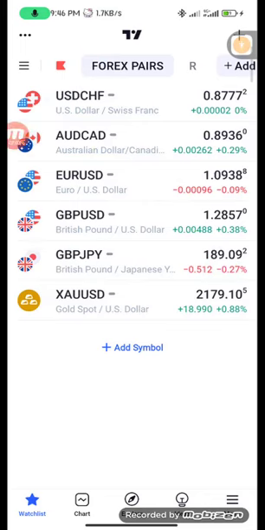Just have it in mind that the first currency is the base currency, while the second currency is the quote currency. So like here, USD is the base currency, while CHF is the quote currency. AUD is the base currency, CAD is the quote currency. Same thing here. Euro, pounds, gold, they are all base currencies here, while CHF, CAD, USD, JPY, USD are the quote currencies here.